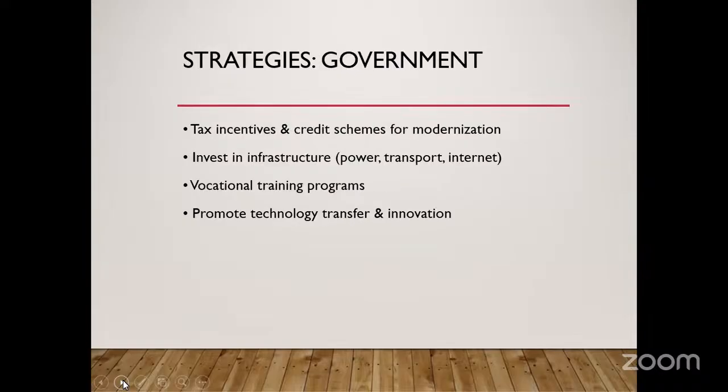And when it comes to the government side, they can introduce tax incentives, credit schemes for modernization, and invest in infrastructure like power, transport, and internet. Also vocational training programs and technology transfer and innovation. Basically, we focused more on labor and capital here, because, as I said at the beginning, there are so many inefficiencies when it comes to labor and capital.